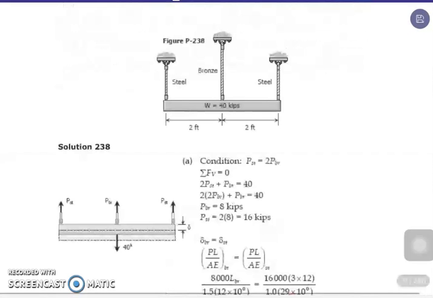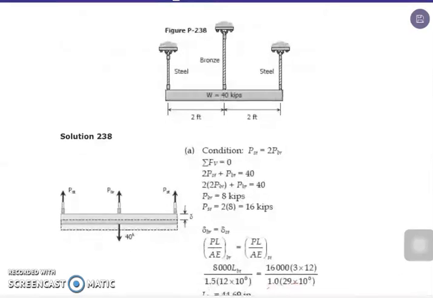So if we're going to have the free body diagram, we have the load on the steel, the load on the bronze, another load on the steel, and of course we have the weight, which is a downward force of 40 kips. For this one, we have a condition from our problem that the load on the steel is twice the load on the bronze. So we have the equation here.